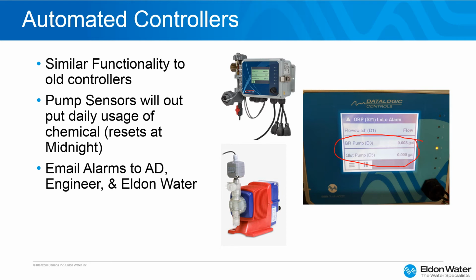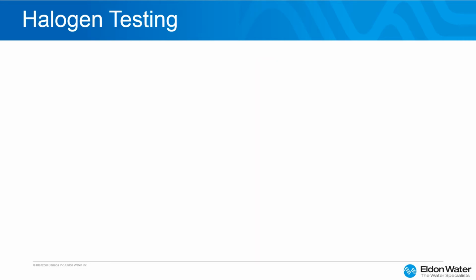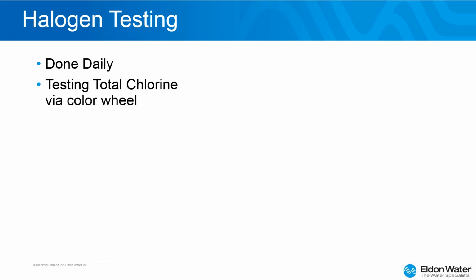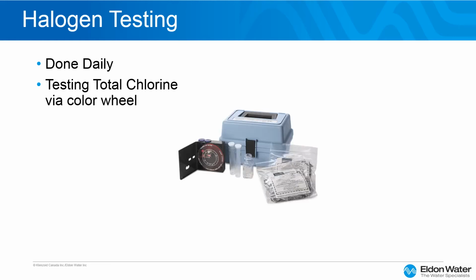The daily dose, again, resets at midnight. For the halogen testing, it's going to be daily. We're going to be still doing daily testing. This is very helpful to make sure we are maintaining proper results. And we're going to be doing the color wheel again.